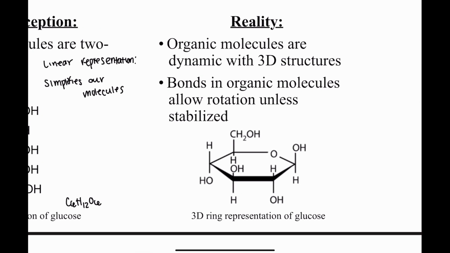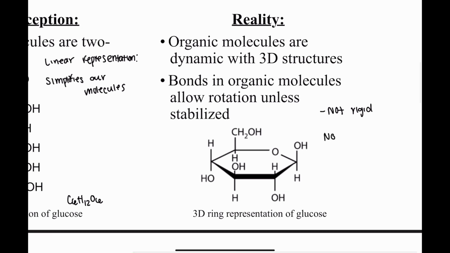And they're dynamic because they are not rigid. Right? So our molecules are not rigid. They can change their shape due to the rotations around their bonds, movements of atoms, and interactions with the environment. And this flexibility allows them to adopt different conformations, which is necessary for their function in biological systems. And an important note that I want to make is that bonds in organic molecules allow rotations unless they are stabilized.